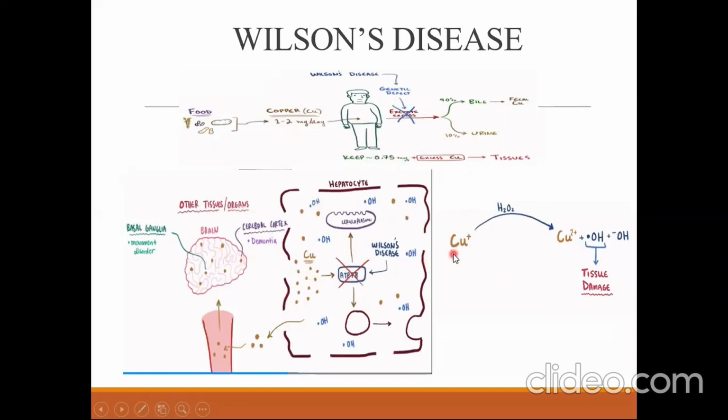The free copper, what happens? If it is present in excess amount, it binds with the hydrogen peroxide to produce a free radical. This free radical is toxic to the hepatocytes and causes destruction of the hepatocytes. Hence the copper is released into the circulation. So it reaches the various tissues and organs.